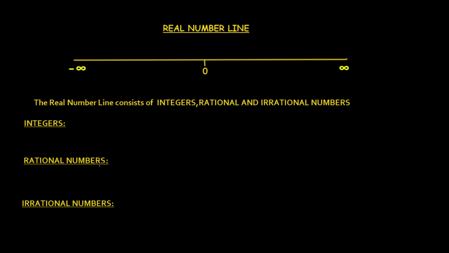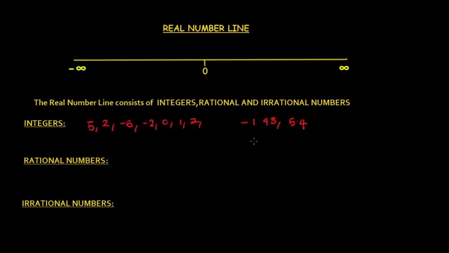Okay, so the real number line consists of integers, rational and irrational numbers. That is this line over here. Now integers are whole numbers that can be positive, negative, or 0. Examples of integers are 5, 2, minus 5, minus 2, 0, 1, 2, and so on. Examples of numbers that are not integers are minus 1.43, 5.4, just basically any number that is not a whole number.